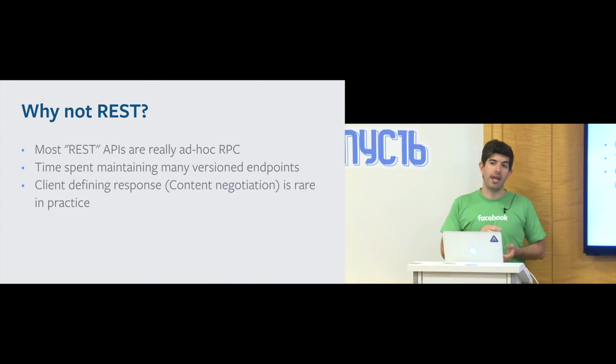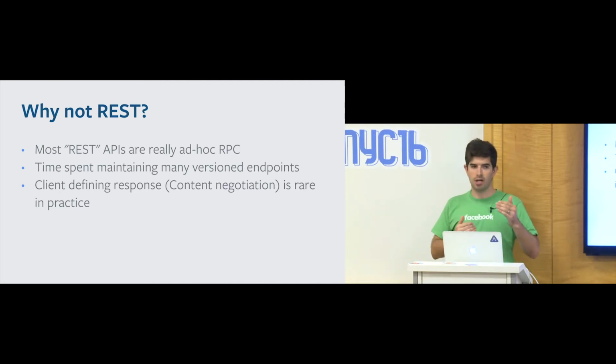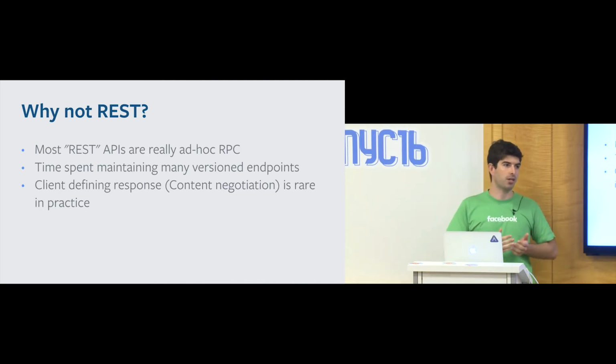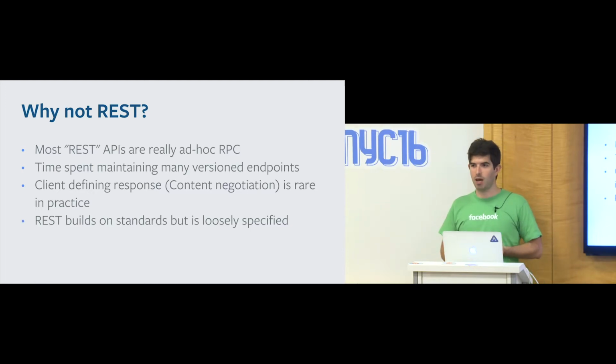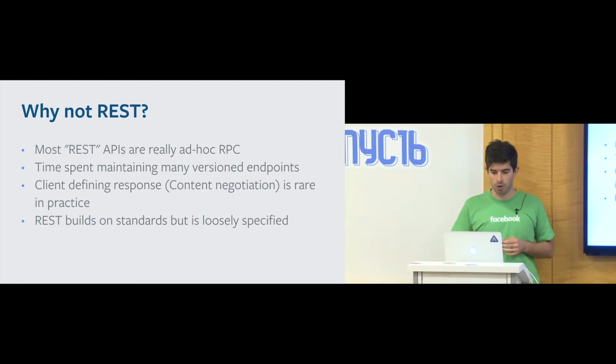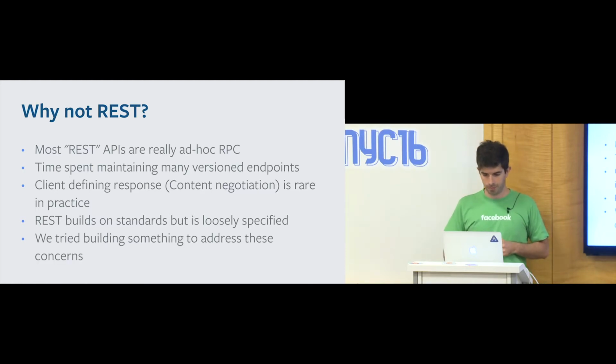And although you can have the client define what the responses are on REST APIs, this is often called content negotiation, I found it to be rare in practice. Only the best REST APIs have this. You'll see it on Etsy's and GitHub's, but very few people are building this from the beginning. And finally, although REST is built on top of standards, in general, it's loosely specified. How many times have we stood around a whiteboard arguing about what is or is not RESTful? And that's only happening because we don't have a very clear specification for what is or is not REST.